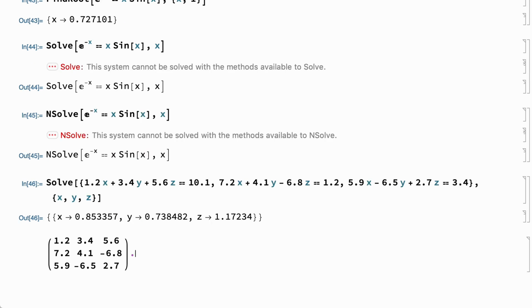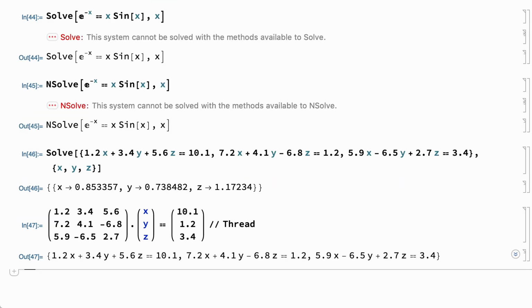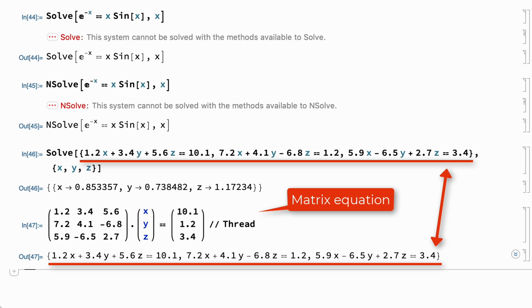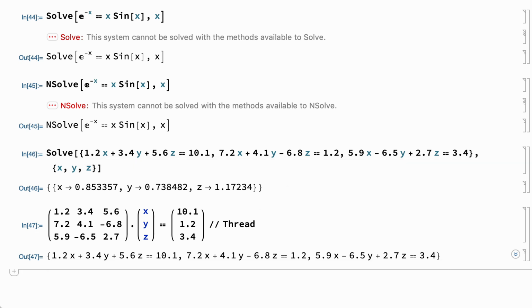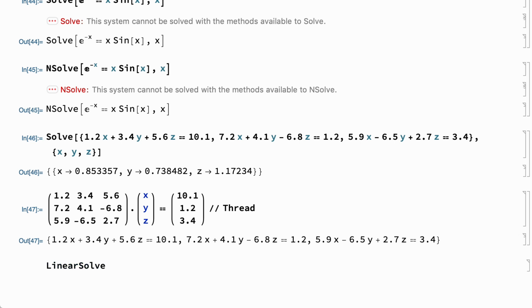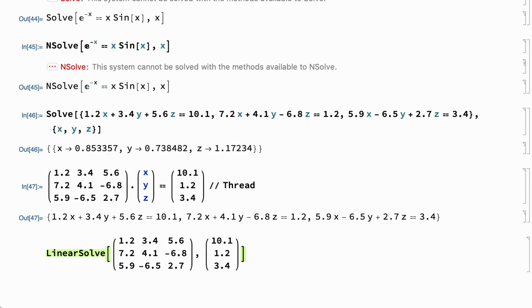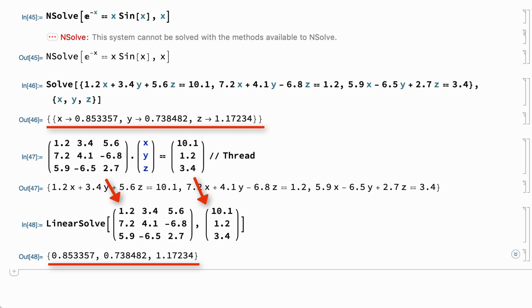For example, the linear equations in that Solve input are equivalent to the matrix equation shown here, with the elements in the matrix taken from the coefficients in the equations, and the solution can then be computed using those coefficient matrices as the arguments in the LinearSolve function.